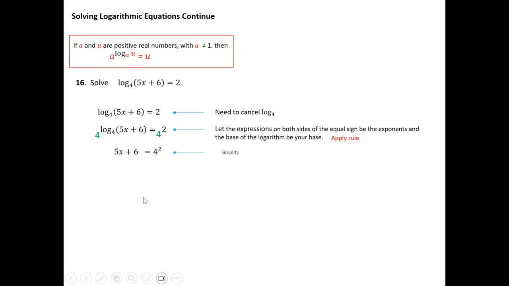Now 4 squared is 16. We subtract 6 from both sides. We divide both sides by 5, and the answer is 2. I'm sorry, I was thinking about the answer. And the answer is 2.